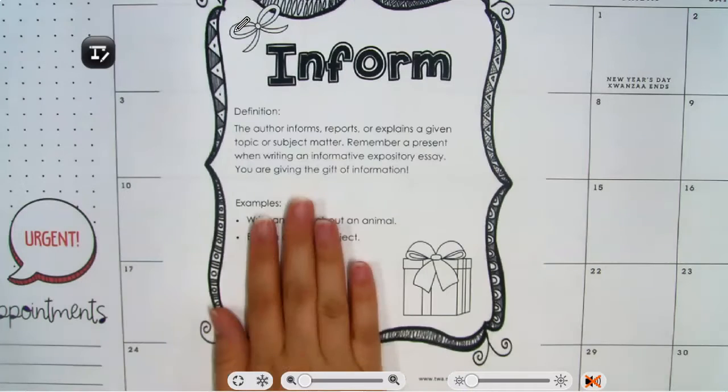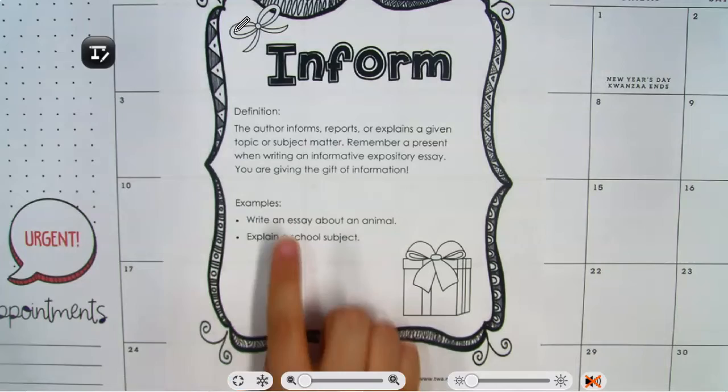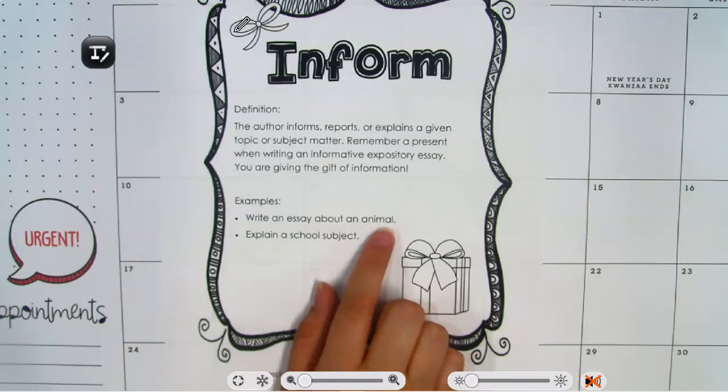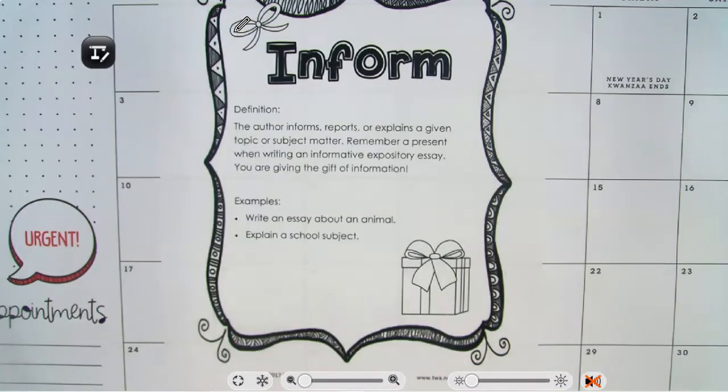Okay, so some examples of what this could look like, some prompts: write an essay about an animal. So if you were to pick an animal like a giraffe and you were just to write a paper over it, kind of like in reading, we learned about the different text structures. This is what you would call a descriptive. You're giving the information. If you were to pick an animal, that would be your topic, and you as an author would write all the details that you know about an animal.